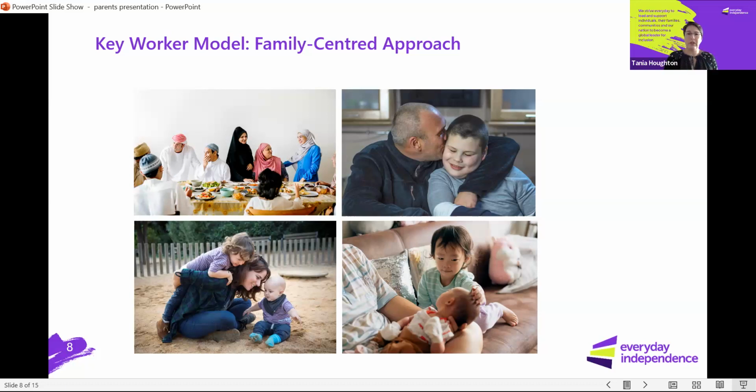And a good family-centred approach will really put the family at the centre, acknowledging that they know the most about the child that the key worker will come and support. So that relationship between the key worker and the family is vitally important.